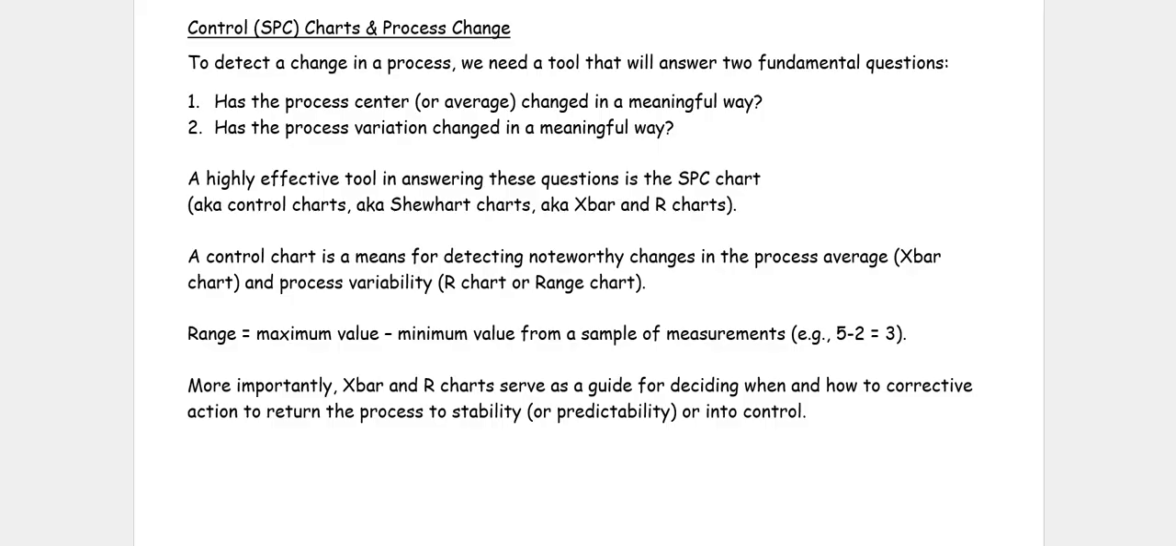And a control chart is the meaningful way for detecting noteworthy changes in the process average and process variability, as I mentioned previously. Please note that the range is simply the maximum value for that measurement period, like the 5 samples. Take the largest number, subtract the smallest number, and that gives you the range, such as 5 minus 2, the range would be 3. More importantly, X-bar and R charts serve as a guide for deciding when and how to take corrective action to return the process to stability or predictability, or in more common terms, bring it back into control.